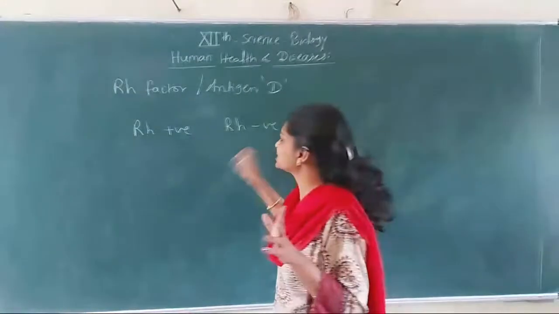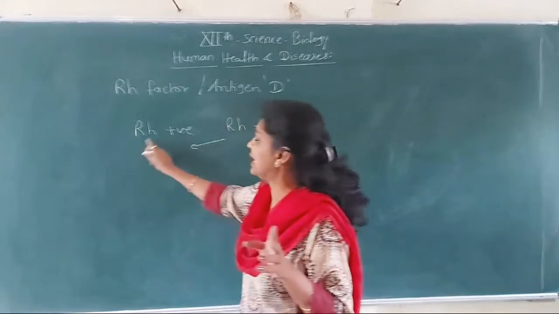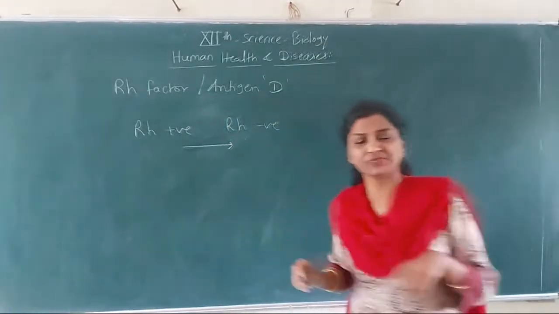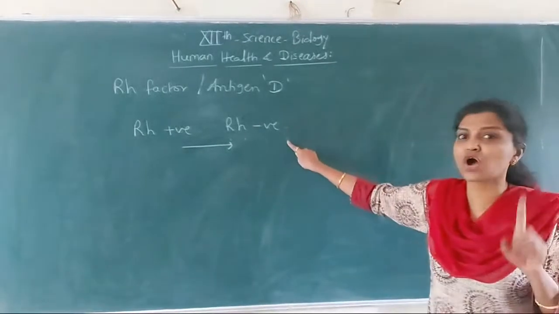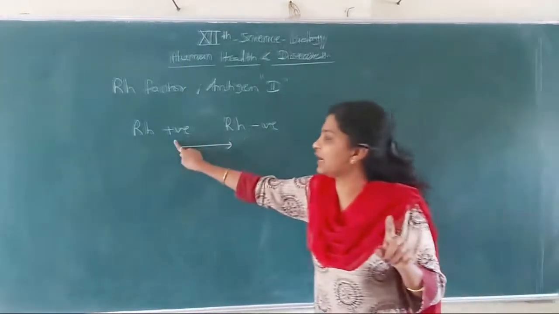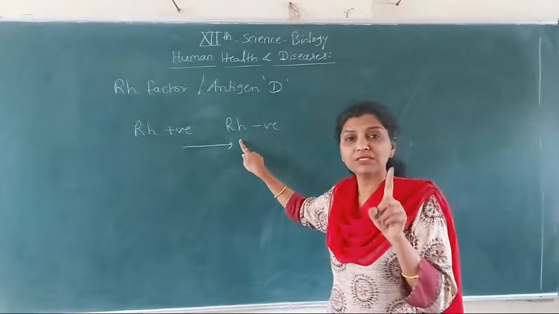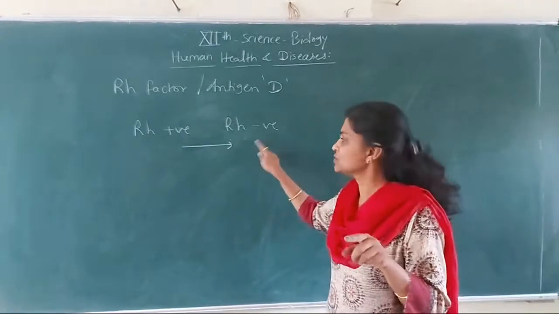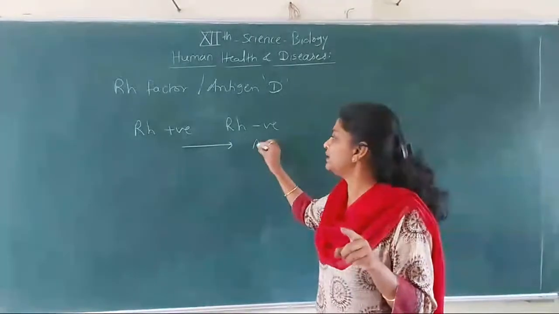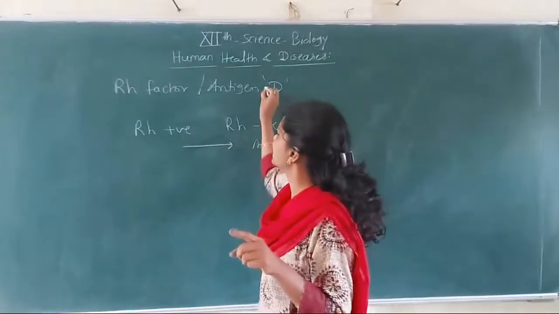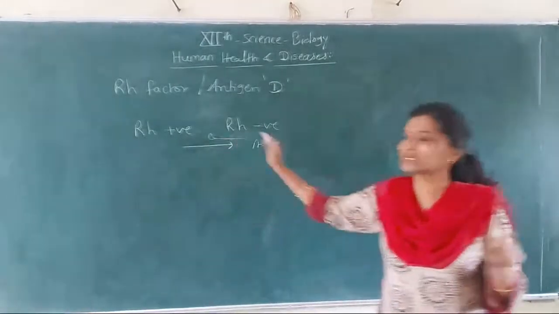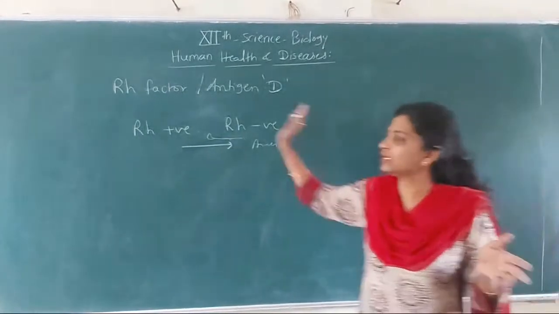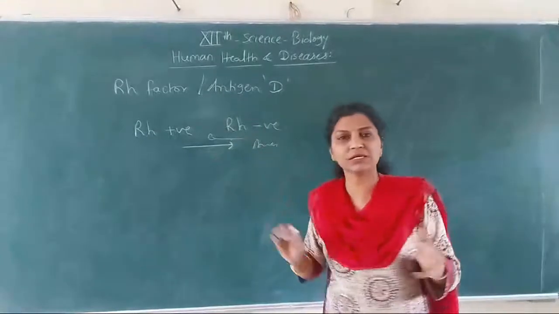If we transfuse RH positive blood to RH negative, they show a strong immune response, because this antigen stimulates the immune system of negative persons. So there is a formation of antibodies which act on this antigen D. So these groups are not compatible. These are not compatible. Which ones? RH positive and RH negative.